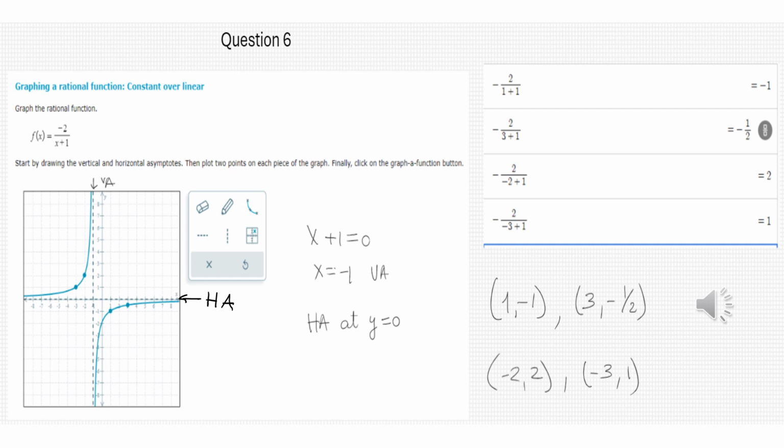I plot that. But we need more information. We need 2 points on each piece of the graph, totally arbitrary. For example, I select positive 1. Of course, you put the original equation in your calculator. I plug in 1, and the answer is negative 1, so the point is 1, negative 1. I plug in 3, the answer is negative 1/2. For the other piece, I select arbitrarily negative 2 and negative 3, and the answers in my calculator were positive 2 and positive 1. So the points are negative 2, positive 2 and negative 3, positive 1.